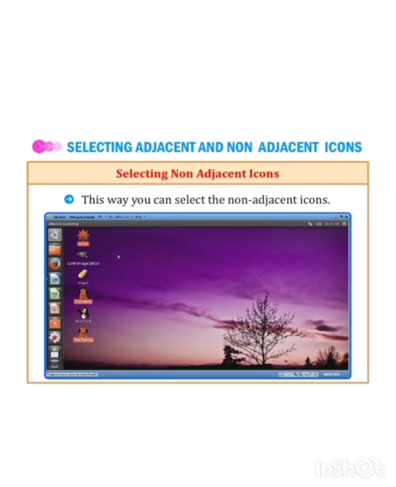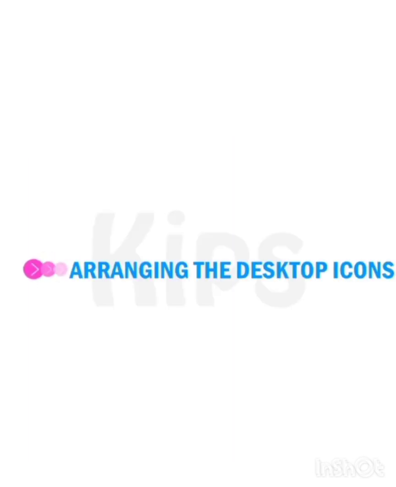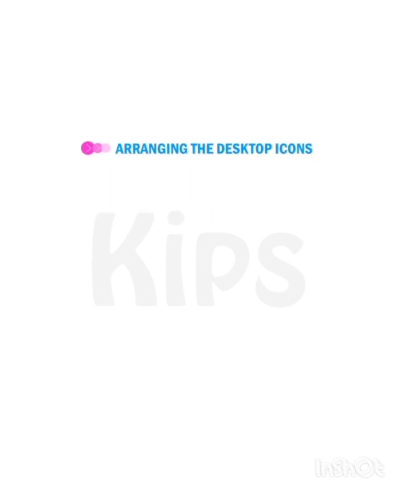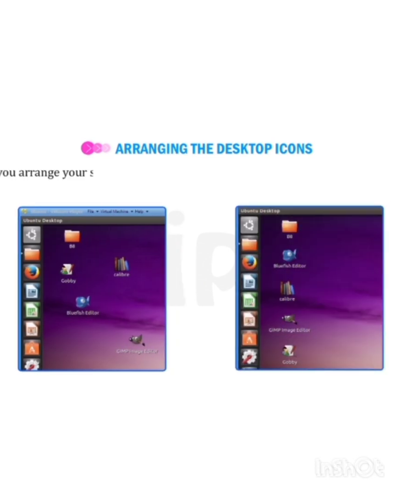Next is arranging the desktop icons. Now here you can see in this picture the icons are not in a line. So if we want to make these icons in proper line, what will we do? We will right click the right mouse button and these options will come.